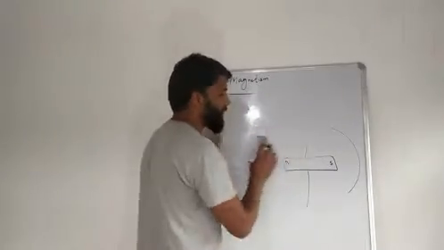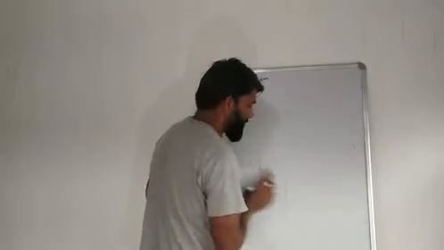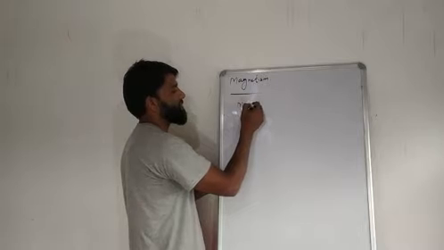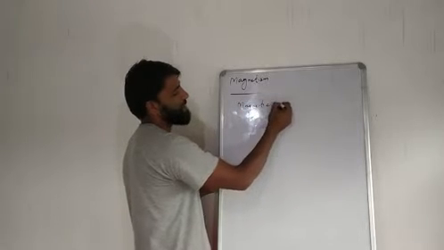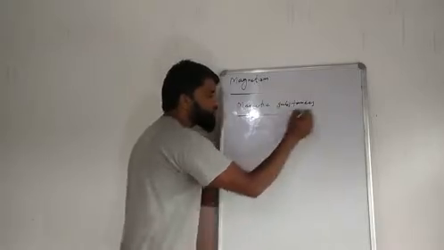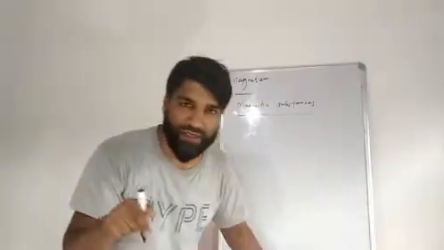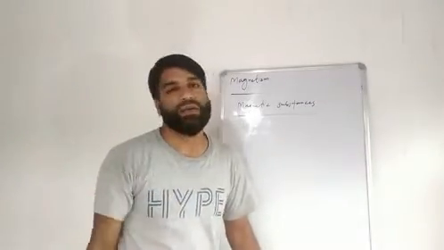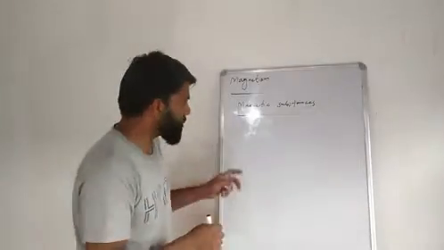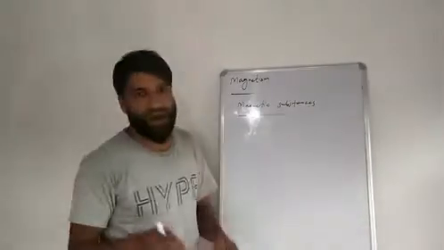Now today we are going to discuss what magnetic and non-magnetic substances are. First we write here: magnetic substances. Magnetic substances are those substances which get attracted by a magnet. Those substances which are attracted by the magnet are called magnetic substances.